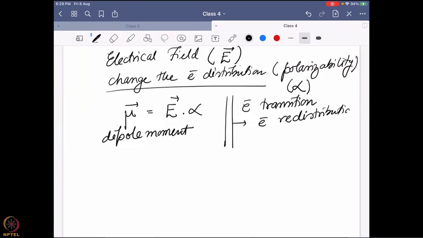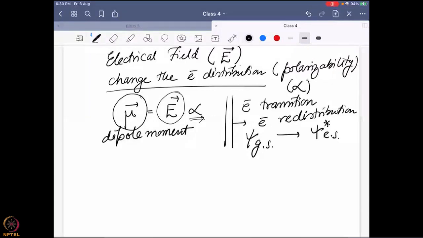What is it redistributing to? From a ground state electronic wave function to an excited state wave function. Why is it happening? Because the electric field of an electromagnetic radiation is affecting it. The effect can be parameterized with the polarizability, and that is factored by the dipole moment. And this dipole moment, because it is creating this electronic transition, is known as the transition dipole moment.